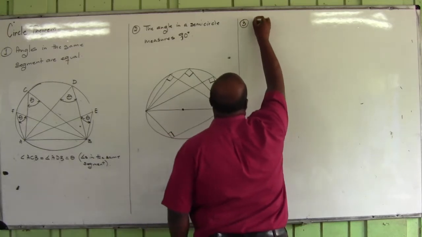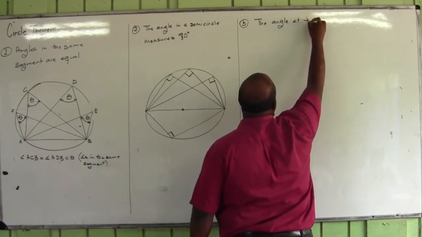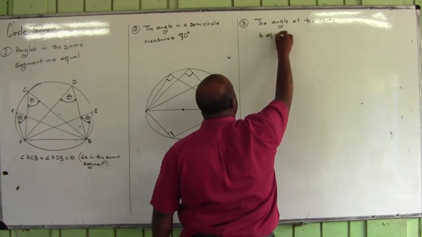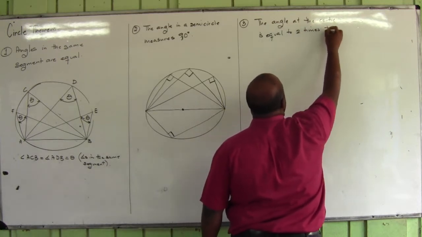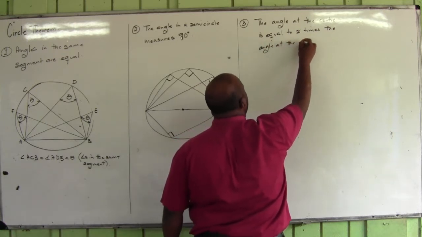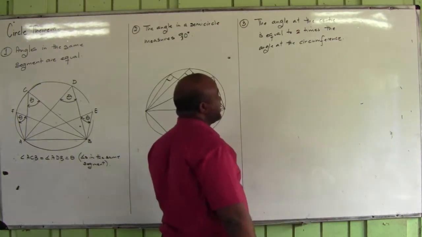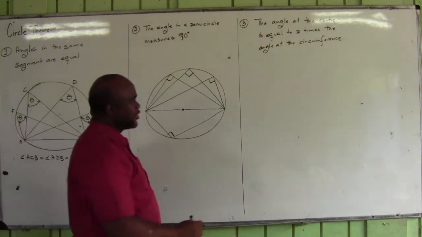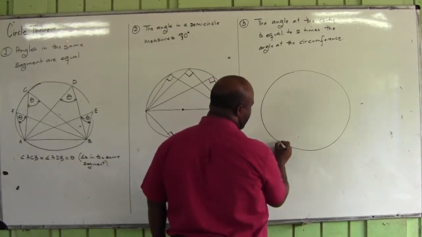Third one. The angle at the center is equal to 2 times the angle at the circumference. The angle at the center is equal to 2 times the angle at the circumference. Right, let's see if we can illustrate that. A circle. Alright.